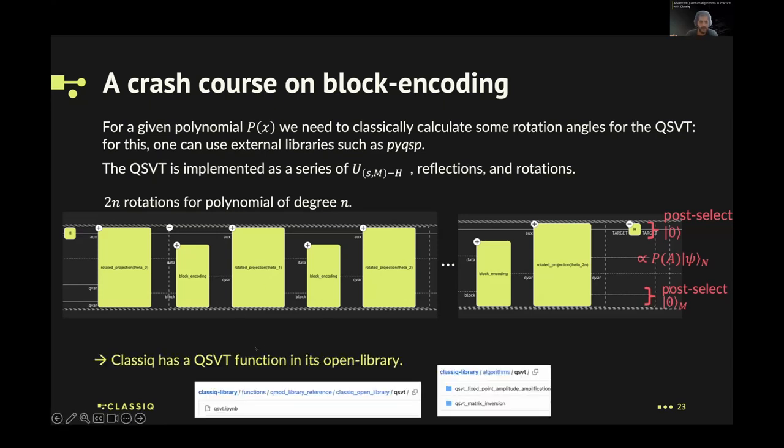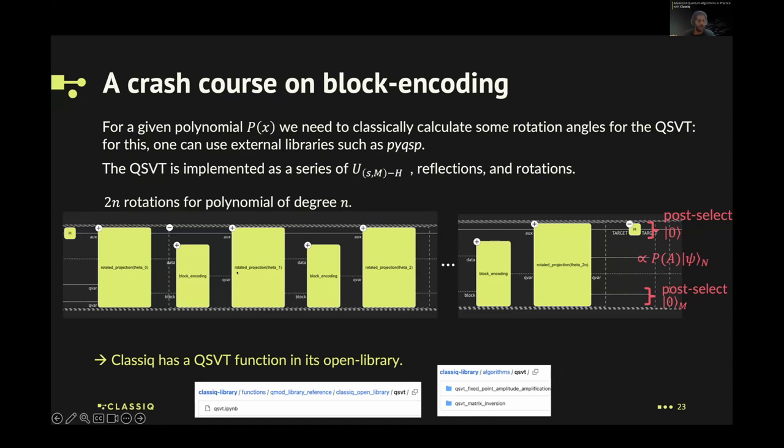Again, you don't have to worry about constructing it yourself. In our open library, we have a QSVT function, under functions, under QMod library reference, Classiq open library, we have a notebook. And in this notebook, you will see how to call this function. And we also have two algorithms that are calling this function. One is to find the fixed point, and the other one is for applying a matrix inversion.